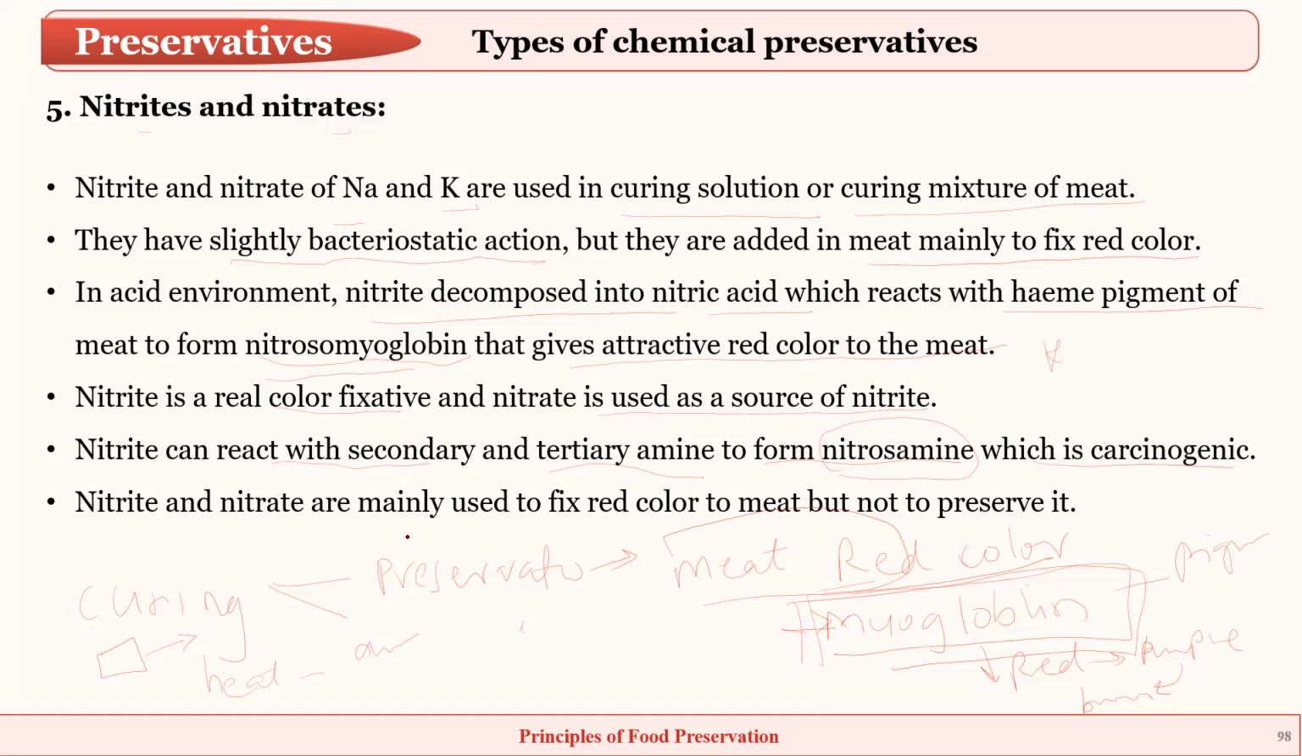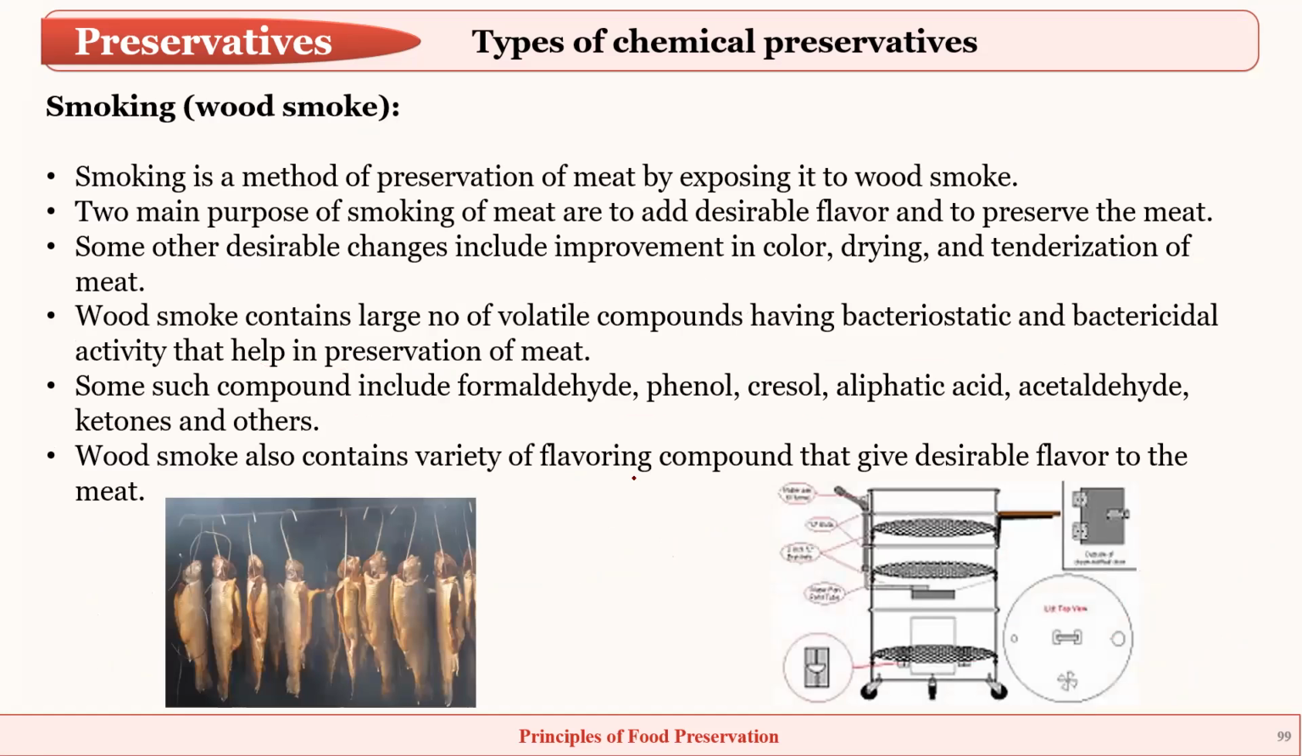So nitrate and nitrite are basically, what I mean to say here, is to fix the red color but not to preserve, but a little bit of bacteriostatic effect is there. Traditionally you have heard about smoking, using the wood smoke as a preservation method, and generally it is used in case of meat wherein the meat is exposed to wood smoke.